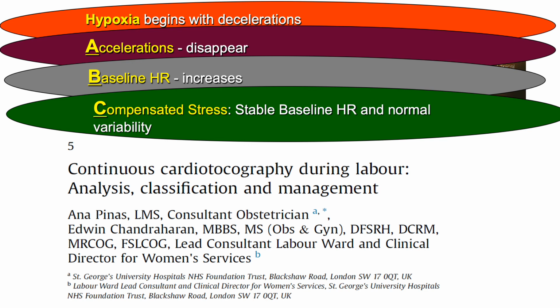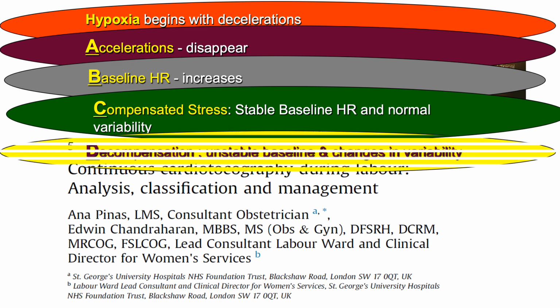And the fetus would go into a compensated stress response, where the baby would still maintain a stable baseline fetal heart rate. It doesn't matter the number, 140, 150, 160, but it remains stable. It doesn't fluctuate. It doesn't become wavy and maintains a normal variability.